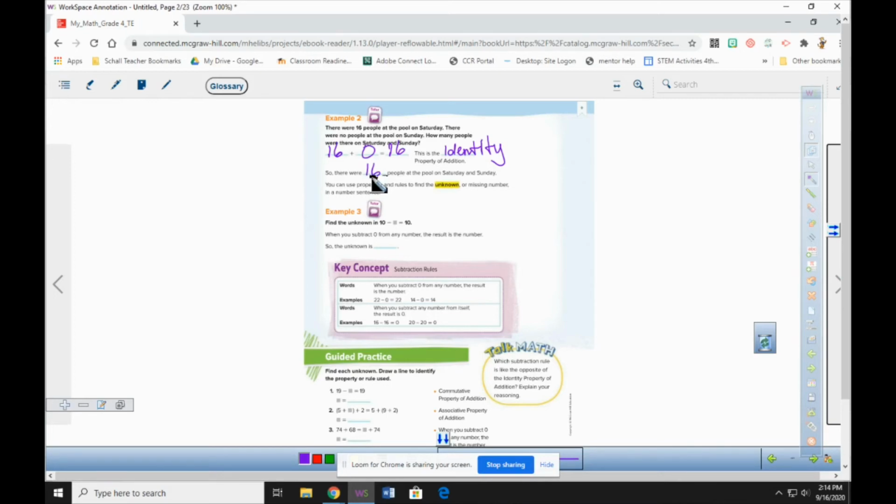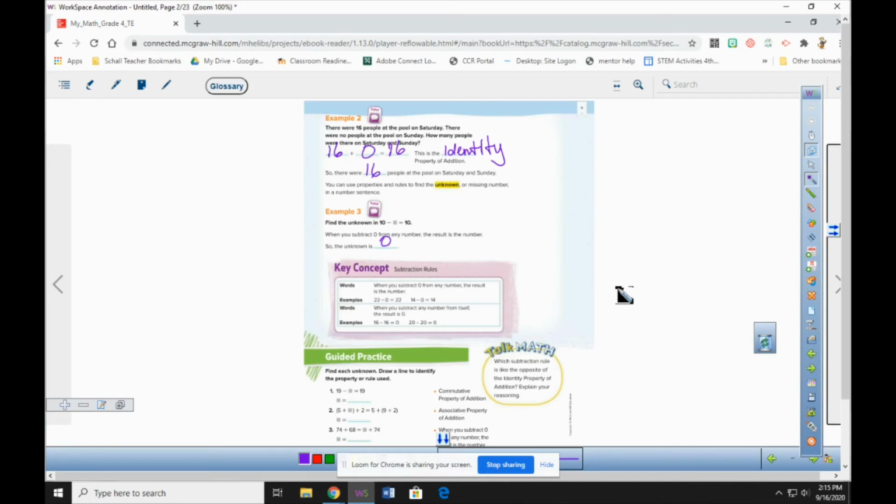Here is your hint. If you're doing a subtraction problem and 0 is in it anywhere, then you will know that you are doing something with subtraction rules. Okay, so let's look at example 3. Find the unknown in 10 minus something is 10. When you subtract 0 from any number, the result is still the number. So in this case, our unknown was 0. Think that through real quick. 10 minus 0 is still 10.